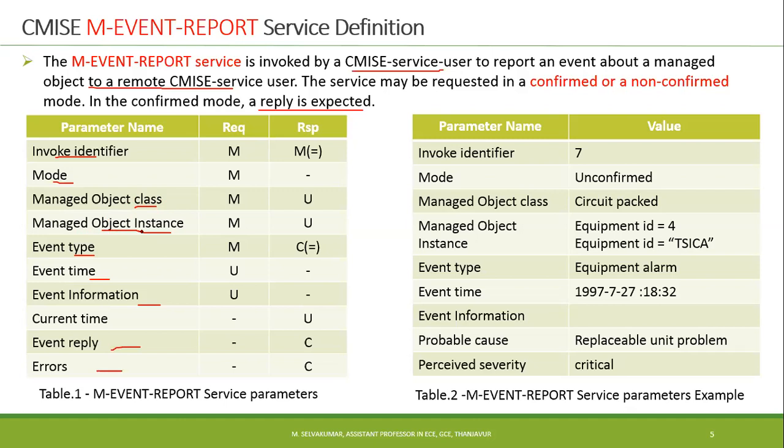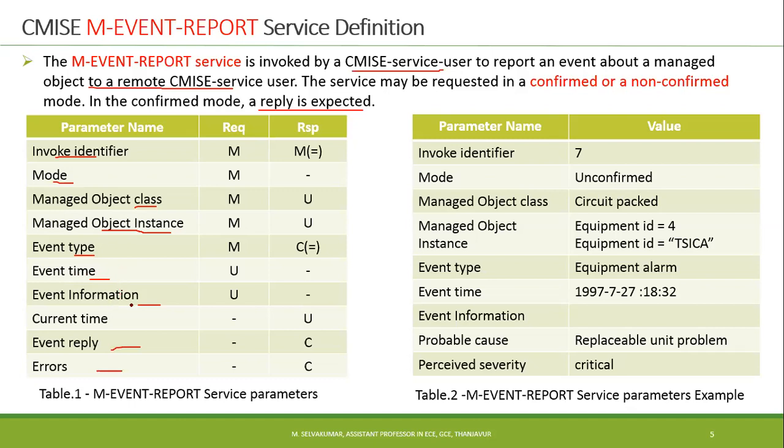The managed object class is circuit pack. The cards in the circuit packs are the controller card, line card, video card, sound card, audio card, switcher, slot interchange card, and so on. The event type identifies the type of the event. Event time indicates the time of the occurrence of the event, that is, when the event occurred.